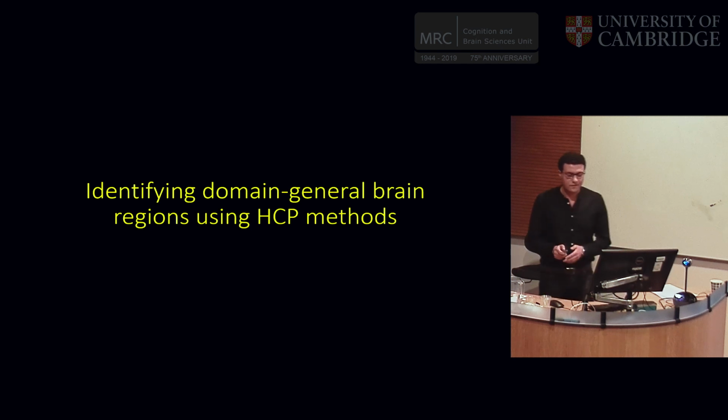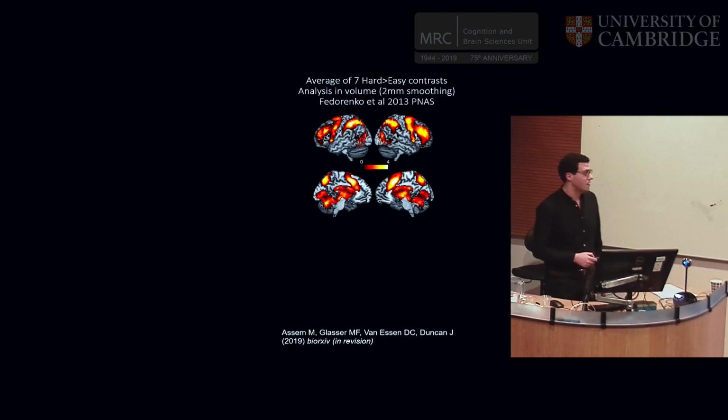So the second part of the talk was about how we use these methods to answer a question that our lab is interested in, which is identifying domain-general brain regions. Domain-general brain regions is a set of frontoparietal regions that is co-activated across many different types of tasks. And this is a famous study showing the average across 7 tasks using 2 mm smoothing and unthresholded.